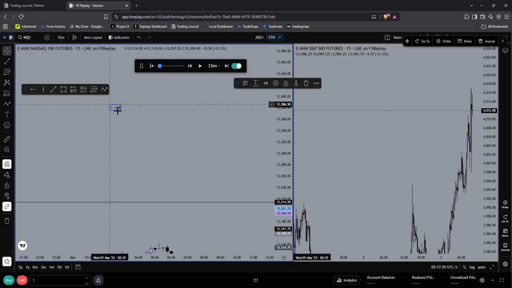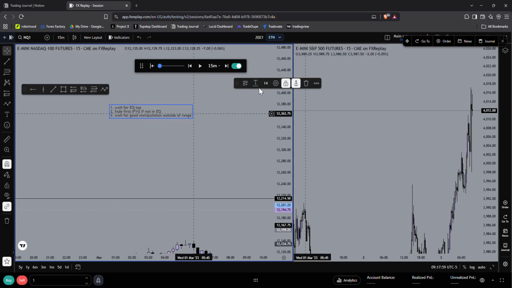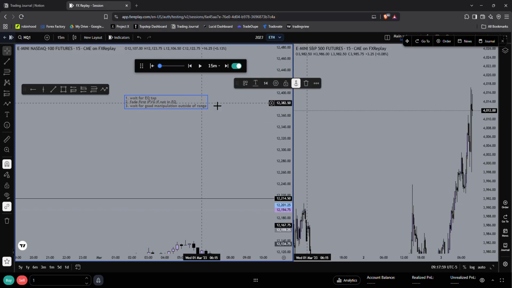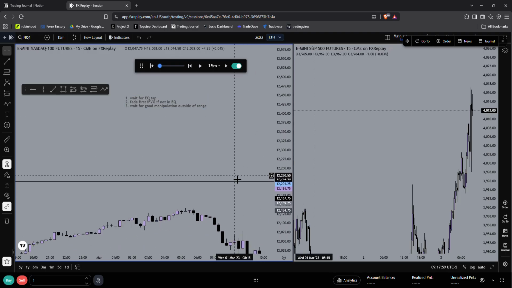1, wait for EQ cap. 2, wait for the first IFUG if not in EQ. 3, wait for good manipulation outside of range. And then boom. That's all I want. What's this? Lock. Is this it or it doesn't move? What is the anchor? I forgot what the anchor means.